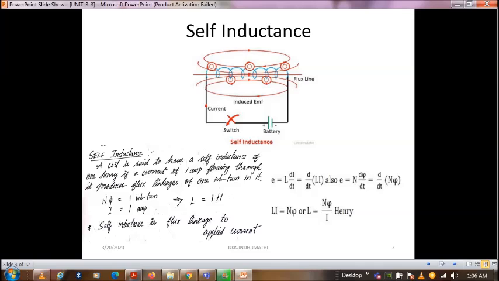So the EMF induced within it is given as E is equal to L di by dt, so d by dt into Li we can write. From this we can write Li, since we also have E is equal to N d phi by dt, which is otherwise written as d by dt into N phi. On equating these two, Li is equal to N phi, or from it we can write the inductance L is equal to N phi by I, which is the self-inductance.